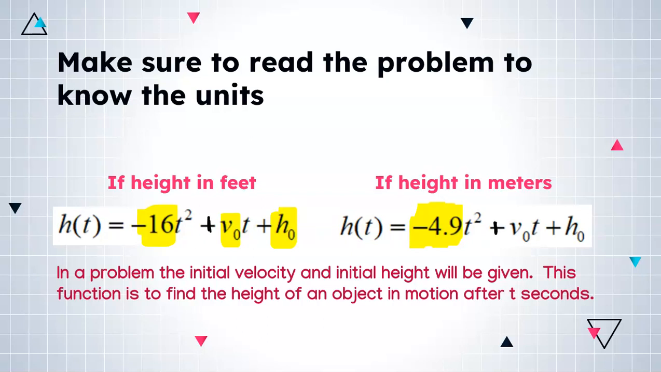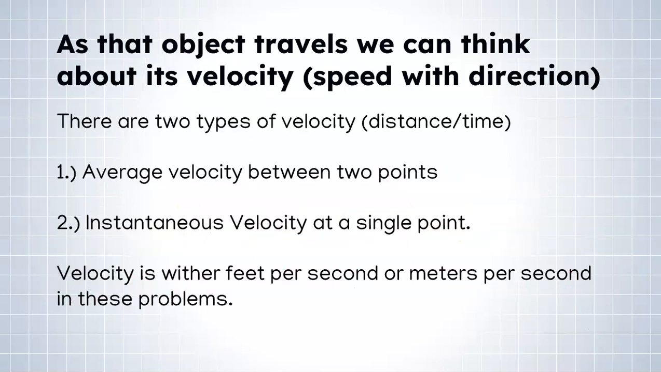Okay, so let's just talk a little bit more here about how we're going to connect this to derivatives. As that object travels, we can think about its velocity, speed with direction. So speed is always a positive number. When you throw a negative in front of it because it's going in a downward movement or a downward trajectory, then that now is velocity. So velocity is simply speed with direction, either a minus sign or a plus sign.